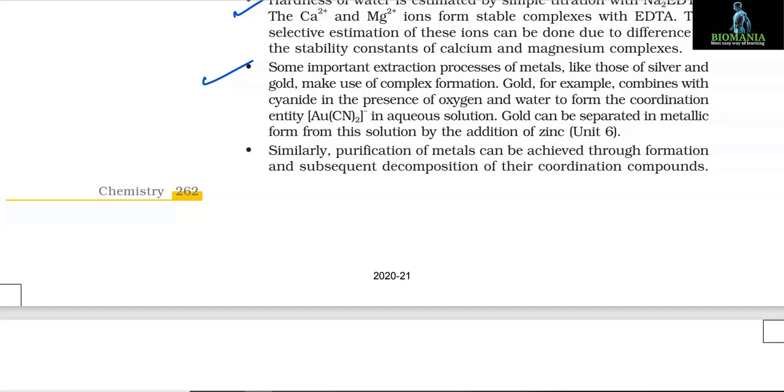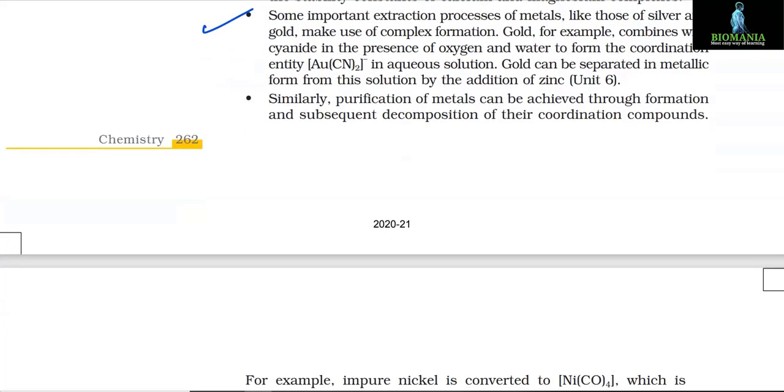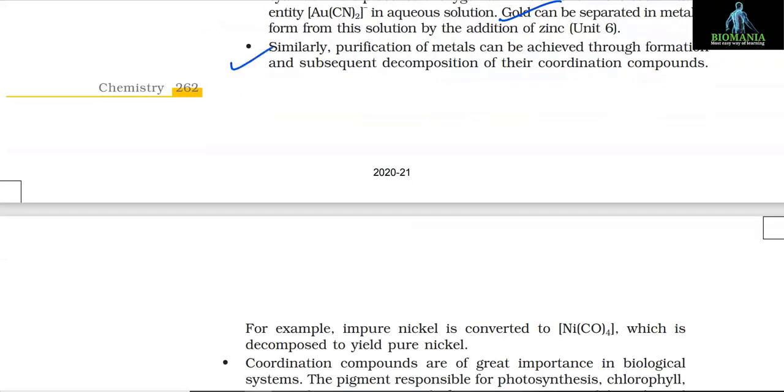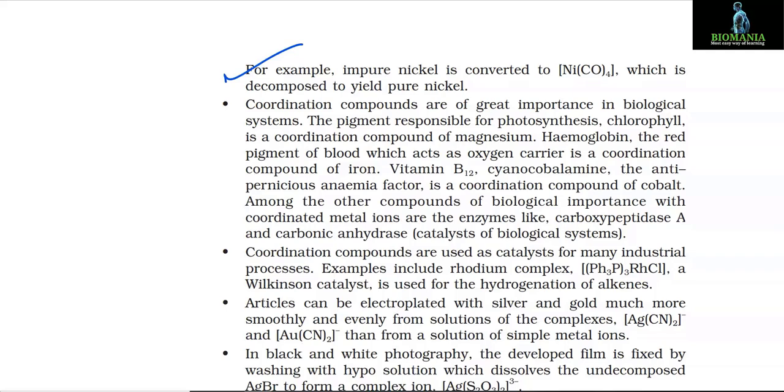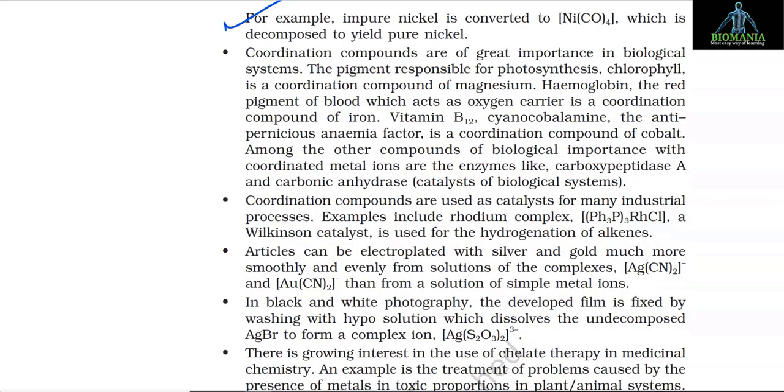Gold, for example, combines with cyanide in the presence of oxygen and water to form the coordination entity [Au(CN)2]⁻ in aqueous solution. Gold can be separated in metallic form from this solution by the addition of zinc. Similarly, purification of metals can be achieved through formation and subsequent decomposition of their coordination compounds. For example, impure nickel is converted to Ni(CO)4, which is decomposed to yield pure nickel.